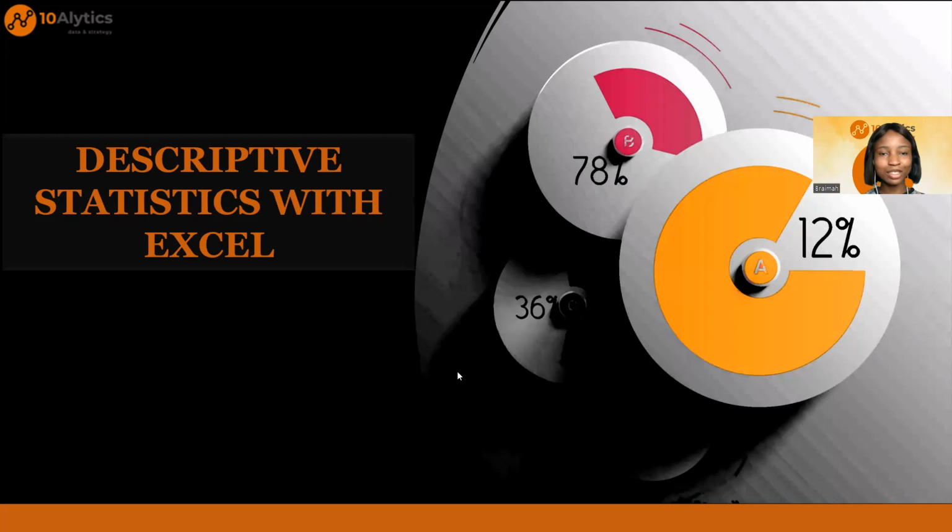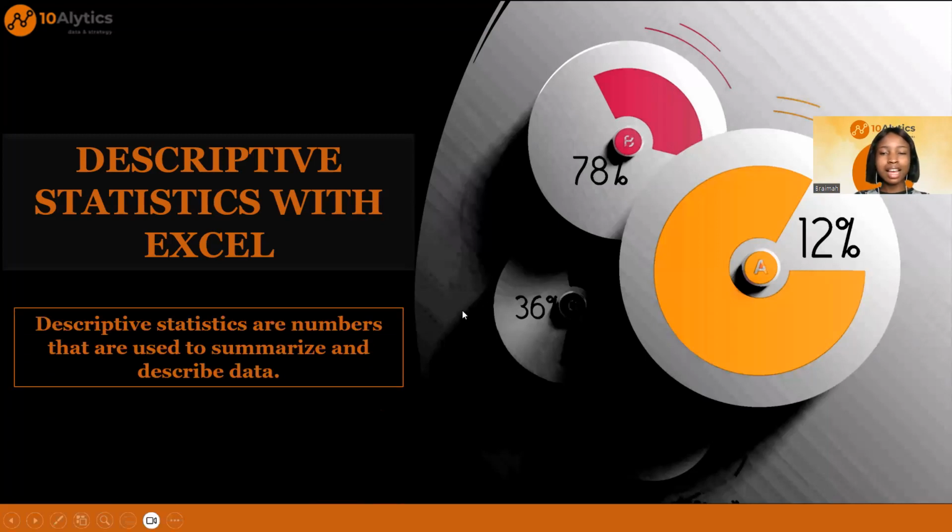Let's jump right in. So what is descriptive statistics? Descriptive statistics are numbers that are used to summarize and describe your entire data set. I try to picture a funnel. You have your data set and then you pass it through the funnel. It gives you numbers, it gives you summaries that you can use to describe your entire data.